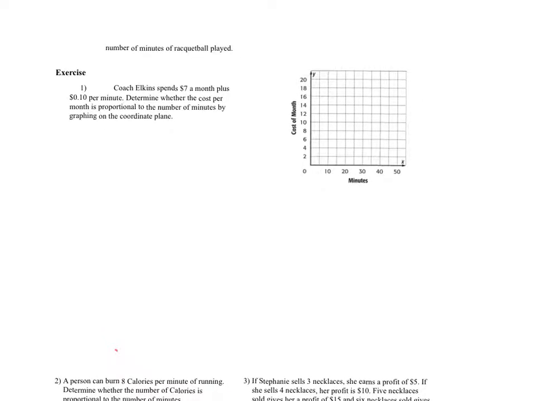Okay, Coach Elkins spends $7 a month plus 10 cents per minute. Determine whether the cost per month is proportional to the number of minutes, by graphing on the coordinate plane. So, it should be that first one, I think. Coach Elkins spends $7 a month plus 10 cents a minute.